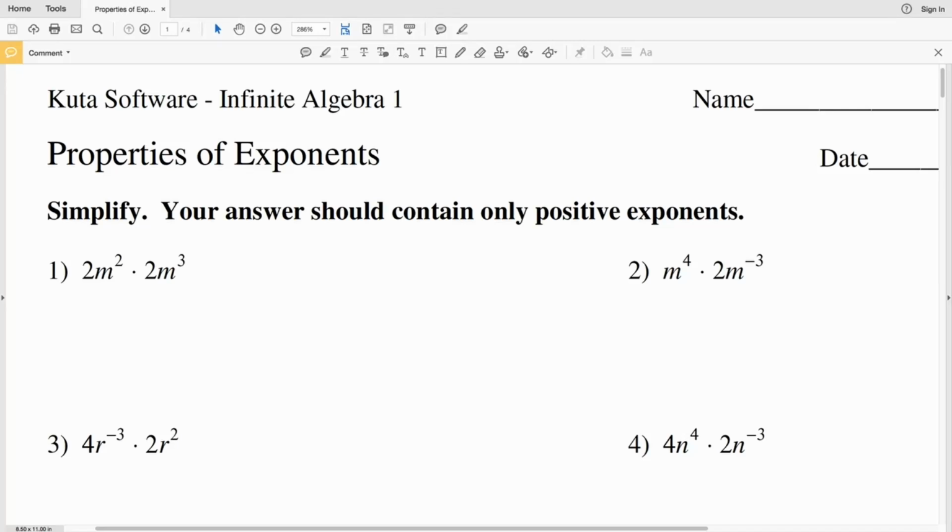In this video, we're going to start the Kuta Software Infinite Algebra 1 free worksheet, Properties of Exponents. For this video, I'm going to complete numbers 1 through 10. Our instructions are to simplify. Your answer should contain only positive exponents.